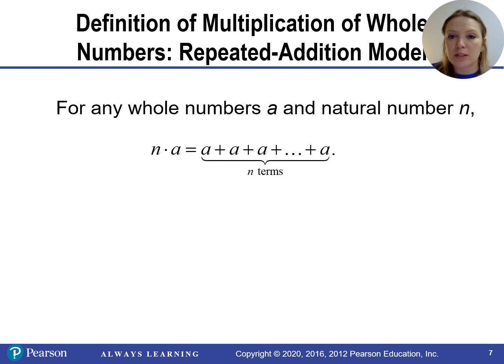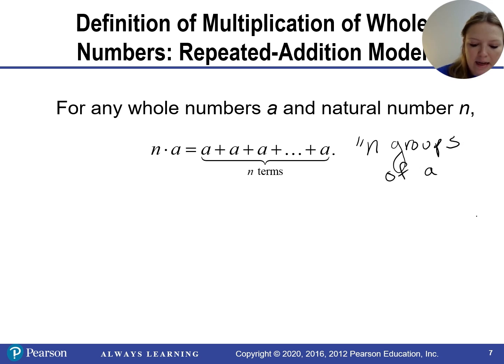Alright, so our formal definition of multiplication of whole numbers using that repeated addition model is that n times a means I'm adding a to itself n times. I also like to think of this with the phrase n groups of a, or a, n times.